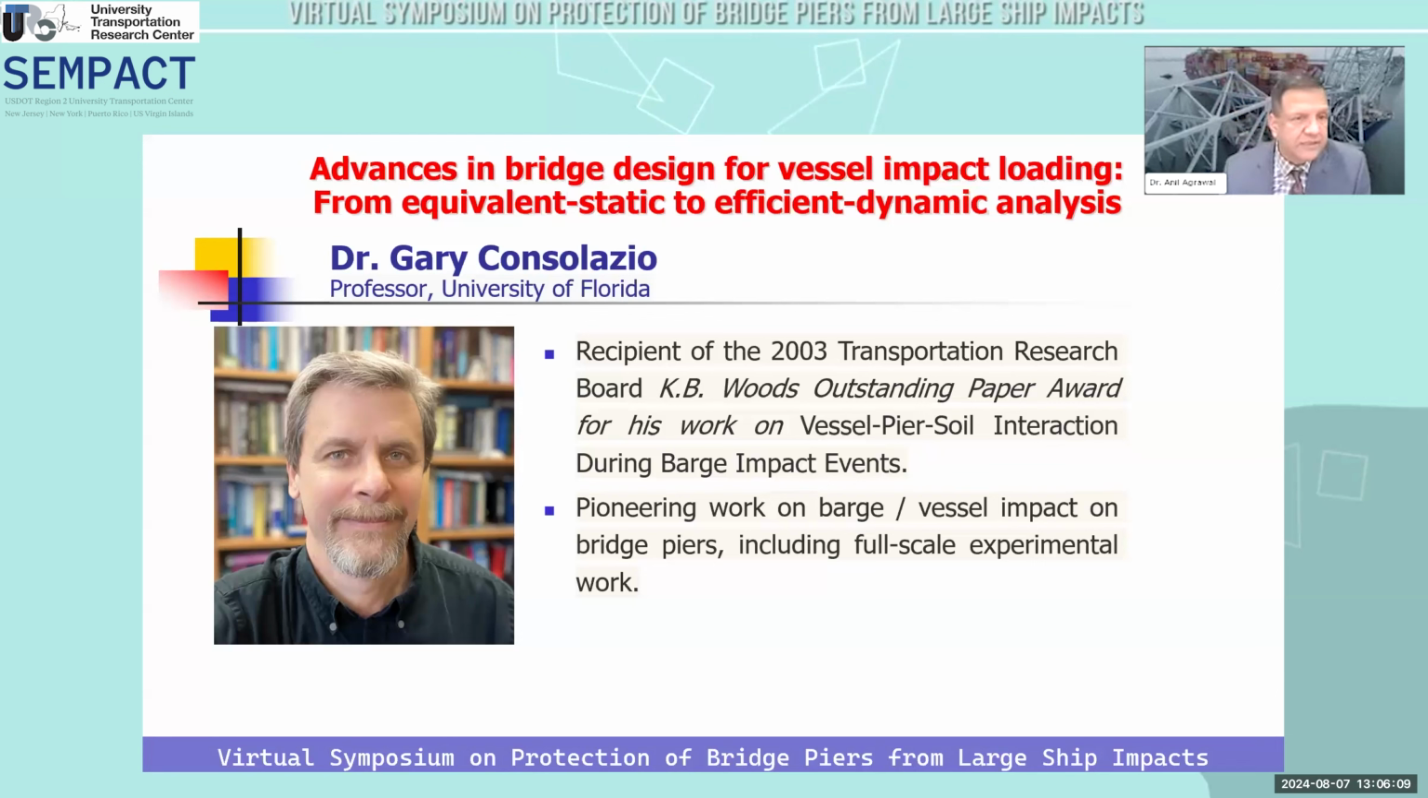As you can see, he's the recipient of the 2003 TRB K.B. Woods Outstanding Paper Award for his work on vessel-pier-soil interaction during barge impacts. But overall, he has done pioneering work on barge vessel impact on bridge piers, full-scale experiments, and a lot of his work has impacted the AASHTO code that we currently use. So with that, I will invite Gary to make his presentation.